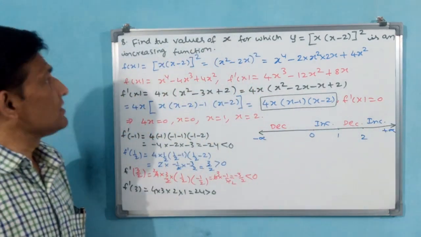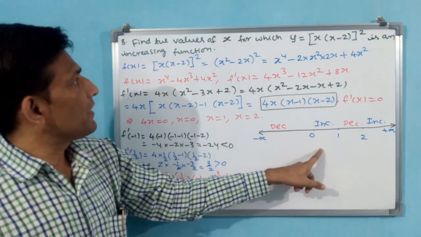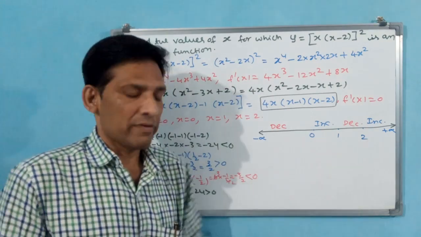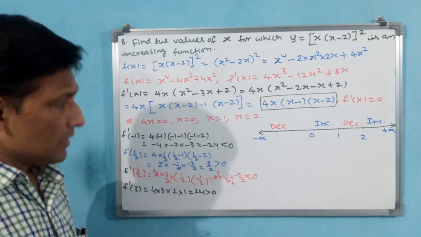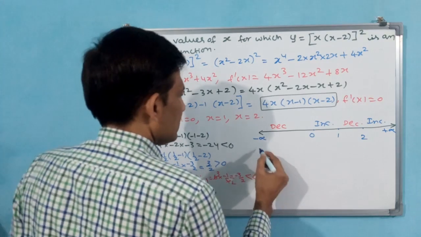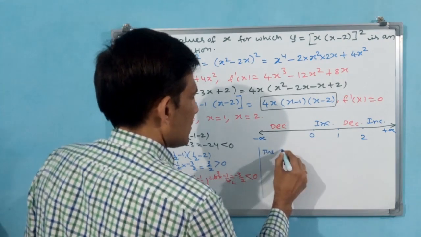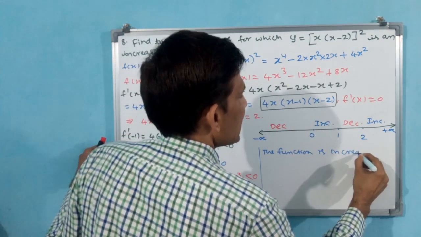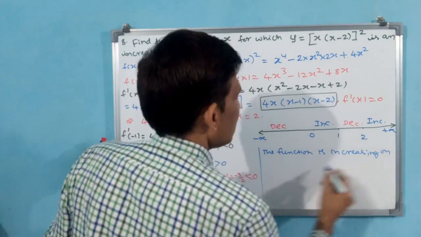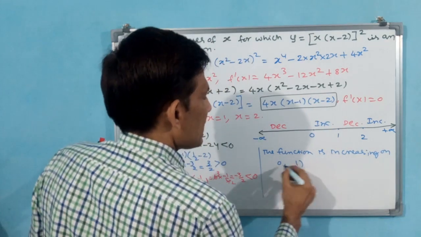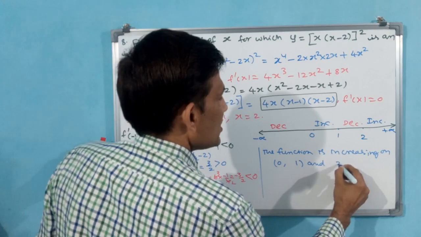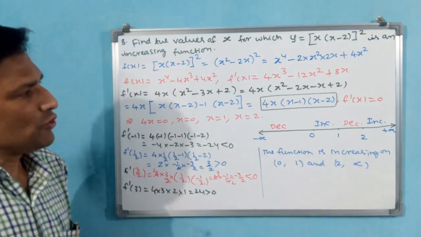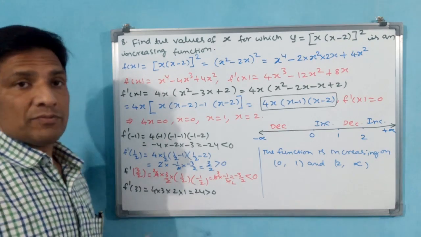Okay, now go back and see the question. Find the values of x for which this function is increasing. Increasing means 0 to 1, 2 to infinity. Same you have to write, right down. The function is increasing on 0 to 1 and 2 to infinity. That's all. 0 to 1 and 2 to infinity. Take this, we will go for 9th question.